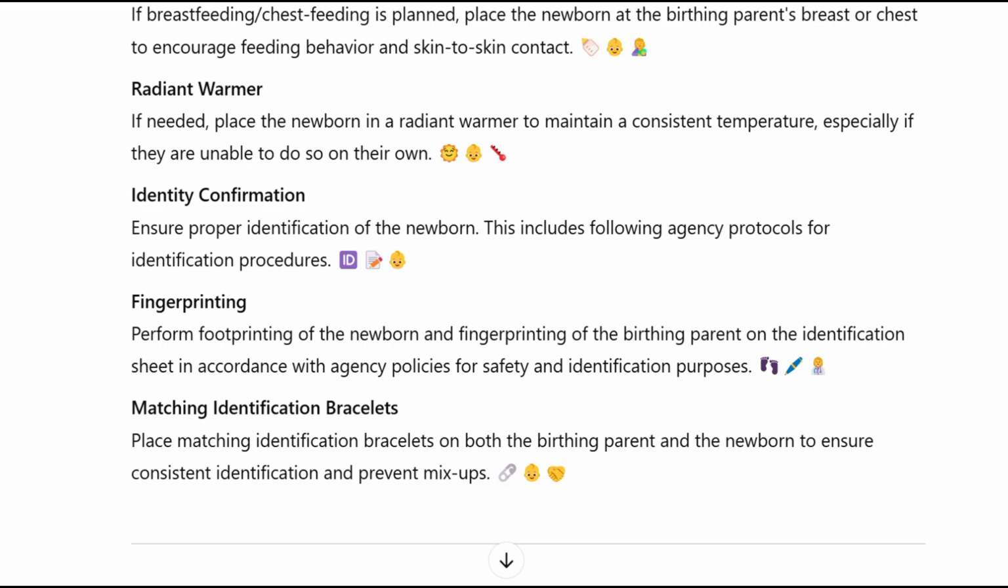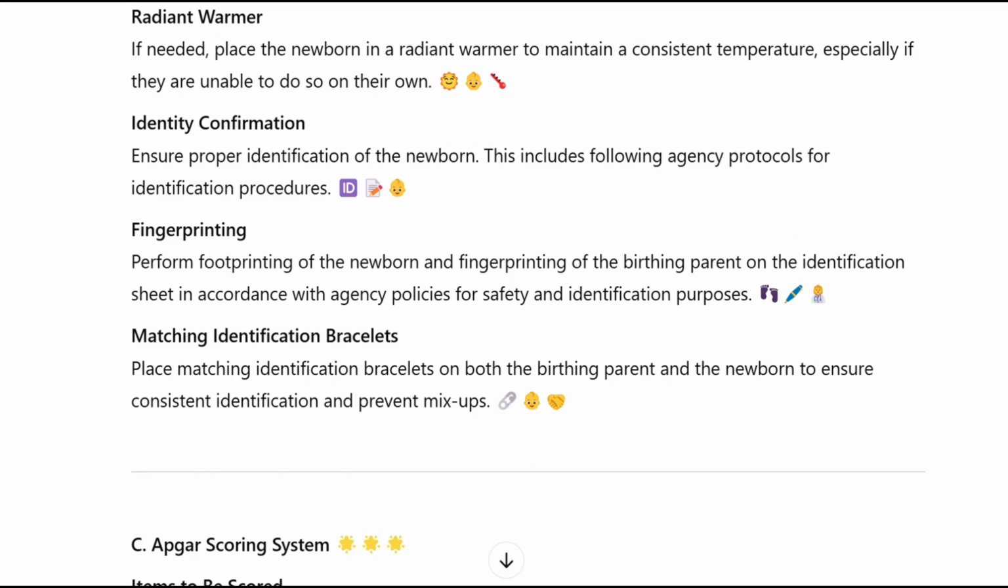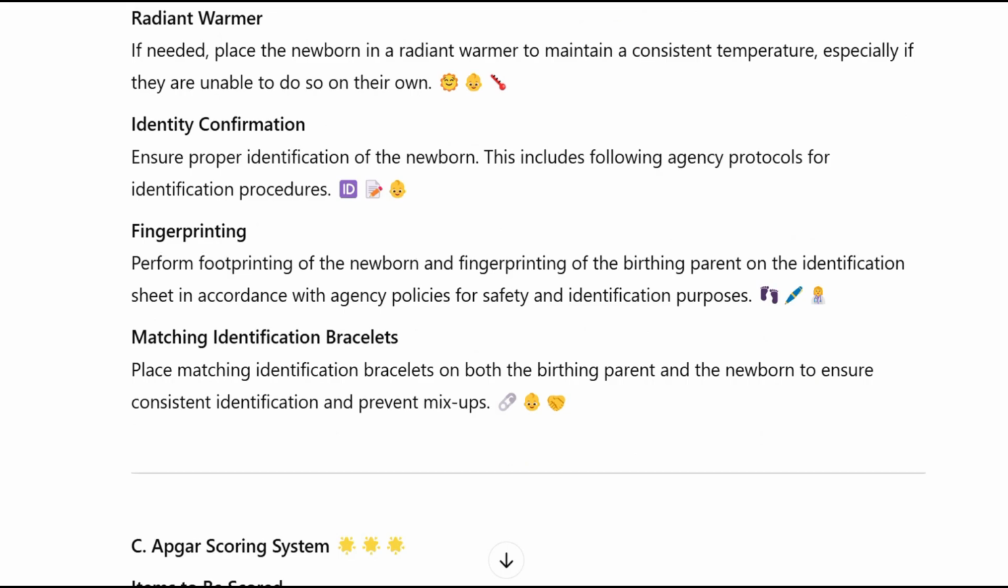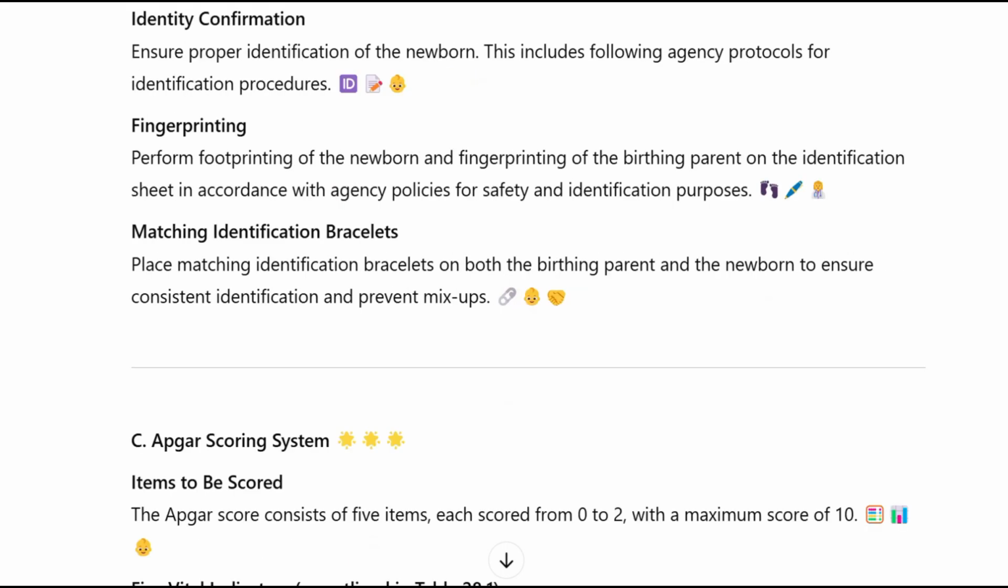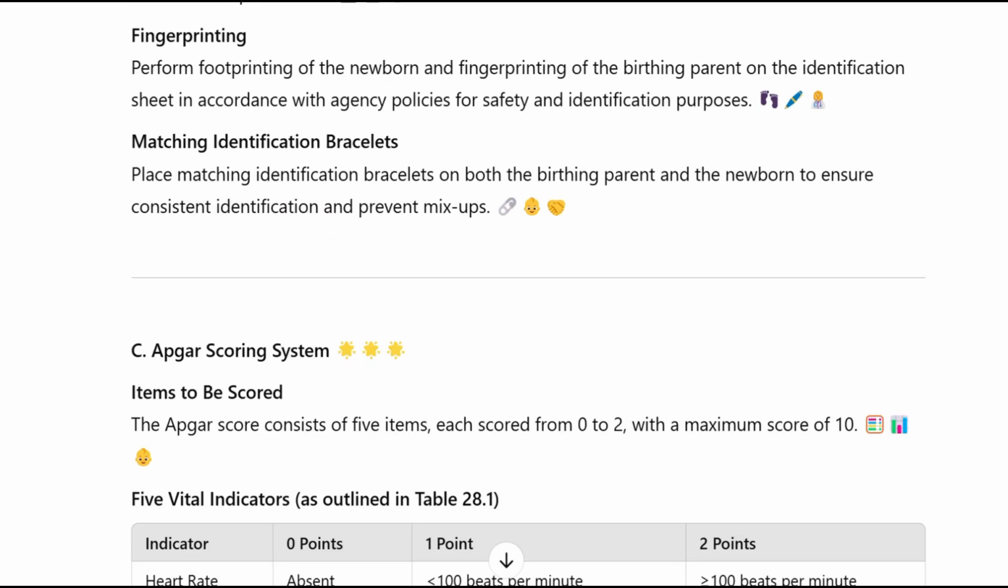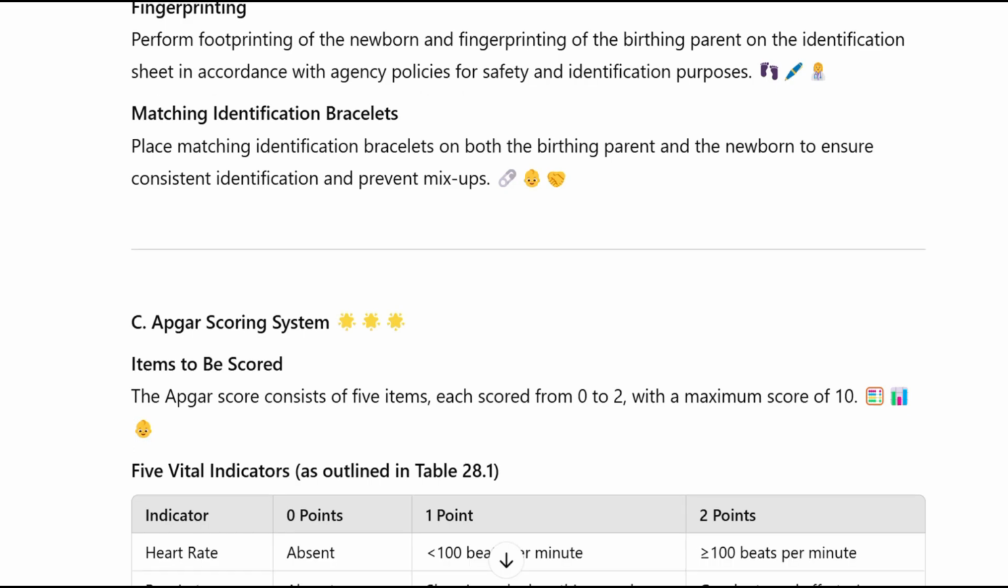Fingerprinting. Perform footprinting of the newborn and fingerprinting of the birthing parent on the identification sheet in accordance with agency policies for safety and identification purposes. Matching identification bracelets. Place matching identification bracelets on both the birthing parent and the newborn to ensure consistent identification and prevent mix-ups.